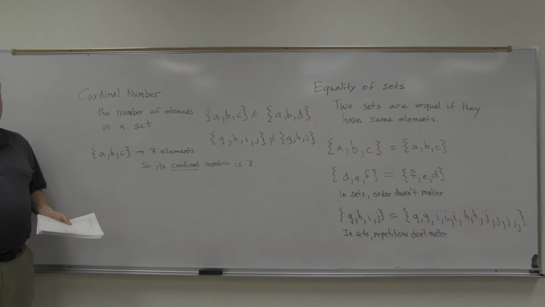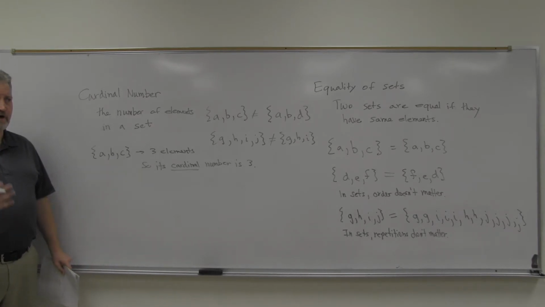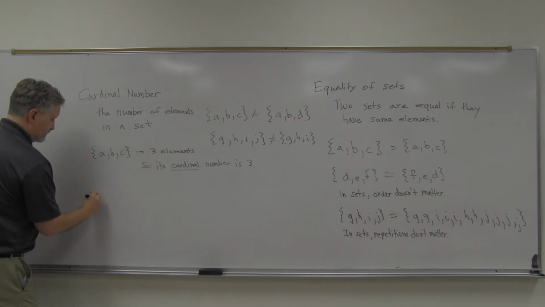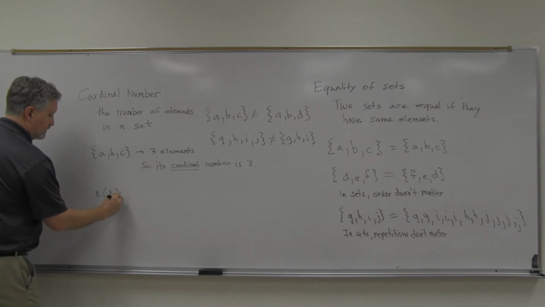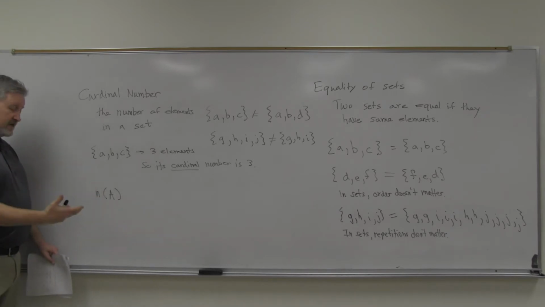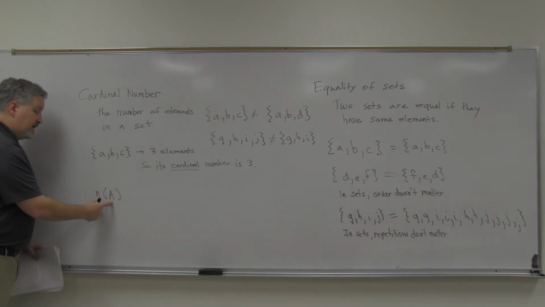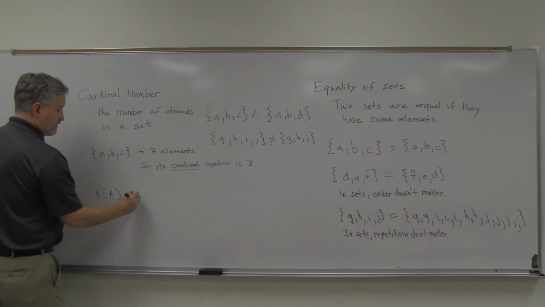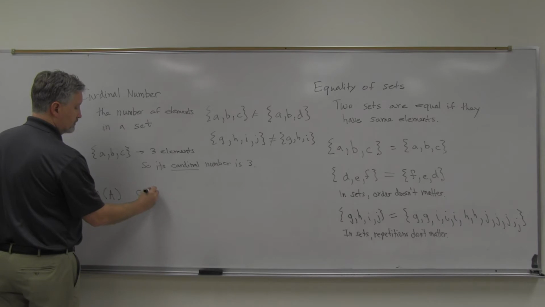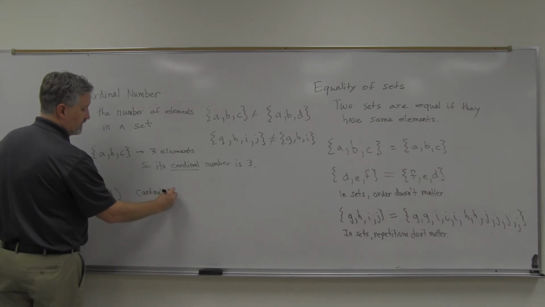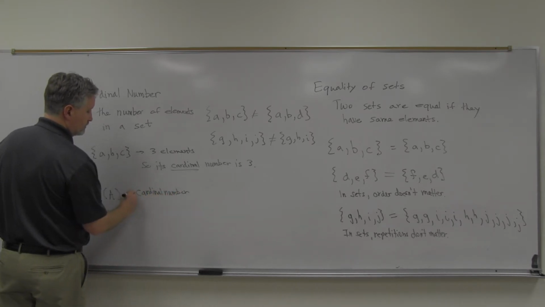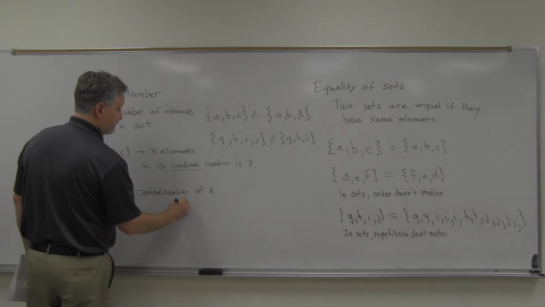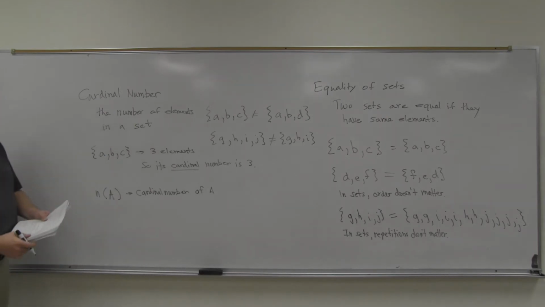All right? Now there is a notation for cardinal number, and that is this. So if we have a named set, the name inside here, so N parentheses A, that means the cardinal number of A. In other words, the number of elements of A. Okay? So N of A is the cardinal number of A.